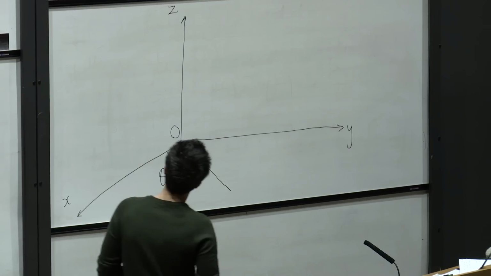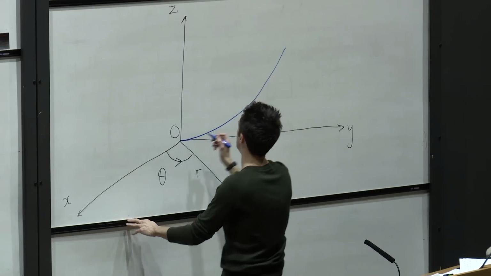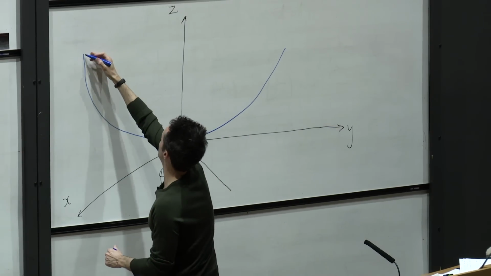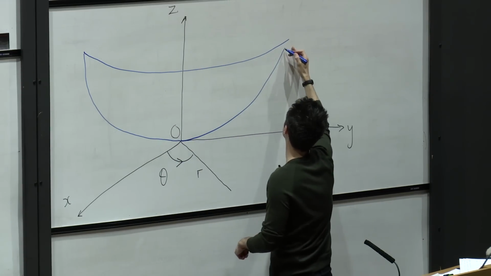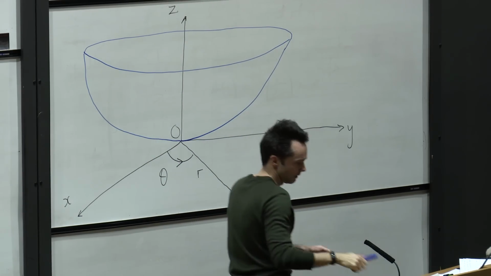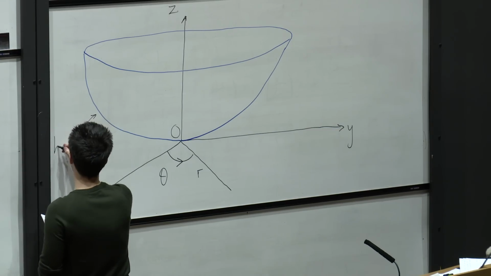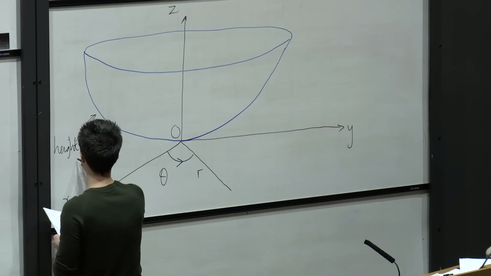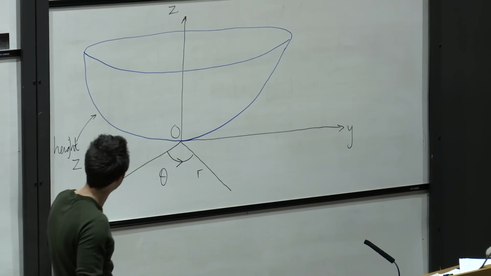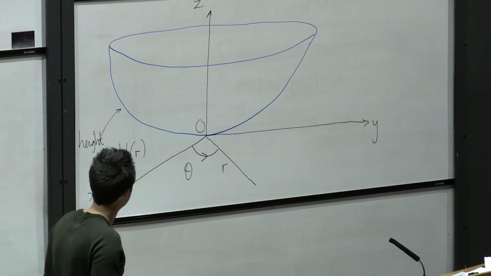Okay, so next I'm going to draw my surface of revolution on this picture, and I'm going to draw it in blue. All right, so it's like that. Okay, so that's supposed to be a surface. And the height of points on this surface, so the height, Z, is given by capital H of R. So this function capital H, that's going to determine the shape of my surface of revolution.